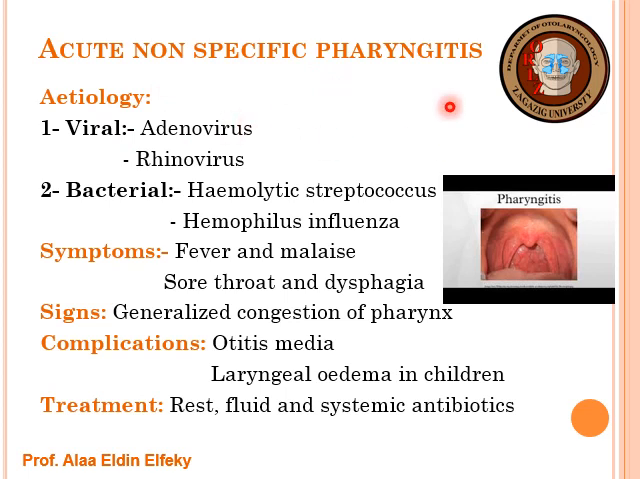Now, acute non-specific pharyngitis. The etiology may be viral, adenovirus or rhinovirus, or bacterial, hemolytic streptococcus or Haemophilus influenzae. The symptoms: fever, malaise, sore throat, dysphagia. The signs: generalized congestion of the pharynx. As we see here, there is congestion of the whole pharynx.